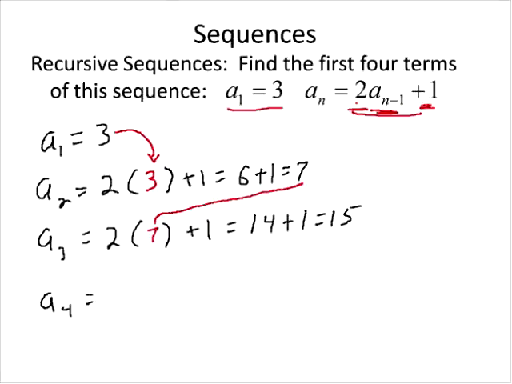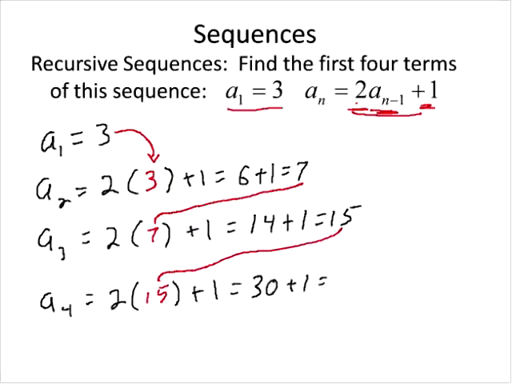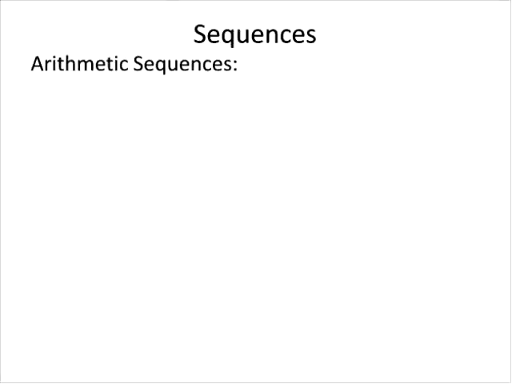For the fourth term, we take 2 times the previous term again. The previous term in our case was this 15, so 2 times 15 plus 1. Well, 2 times 15 is 30. 30 plus 1 is 31. So there we go. There's the first 4 terms in the sequence, 3, 7, 15, and 31. Those are the first 4 terms in this recursively defined function.